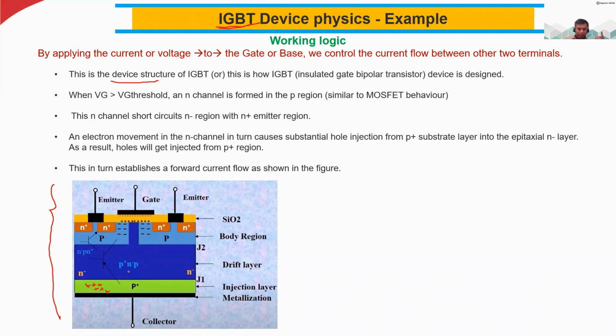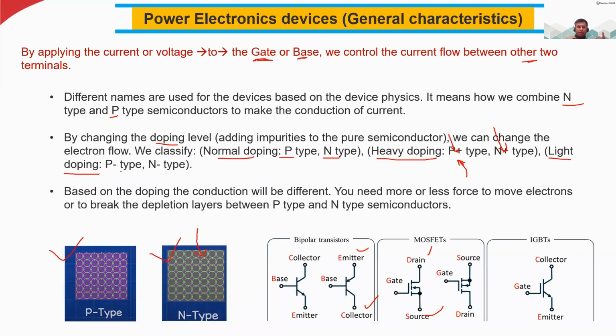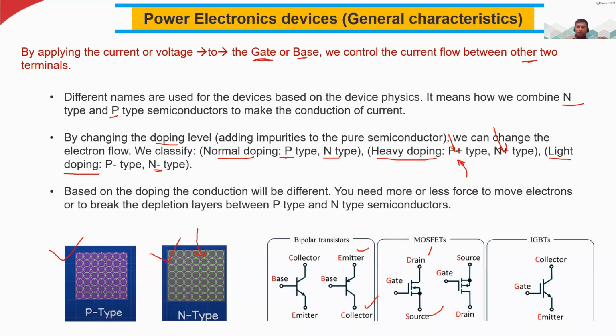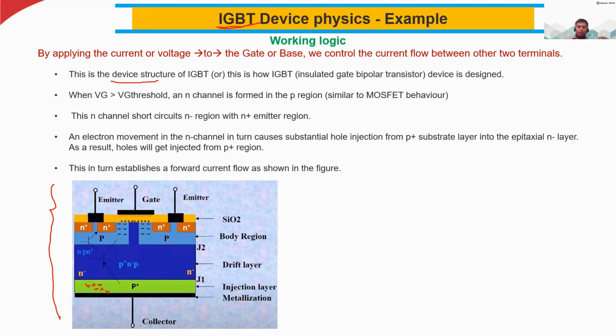And then we have another region, the N minus region. What is N minus? Again, please try to remember, N minus is a light doping. So we have a complete N minus region. Into this N minus region, I am going to diffuse another P region. P is just a normal doping. So here we have a P type region on both sides. I diffused it.